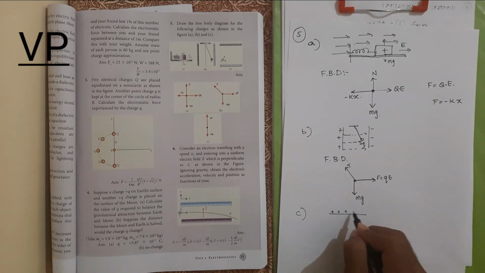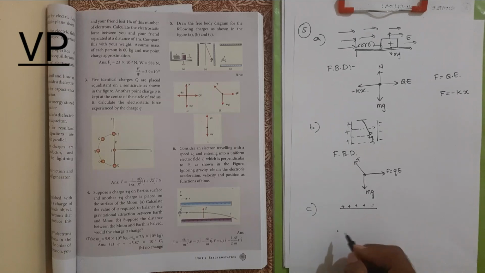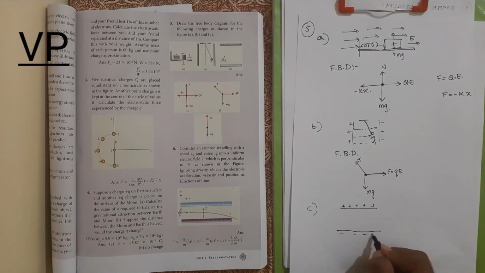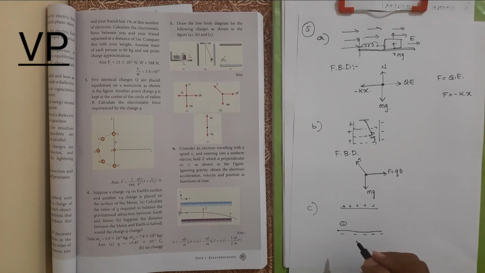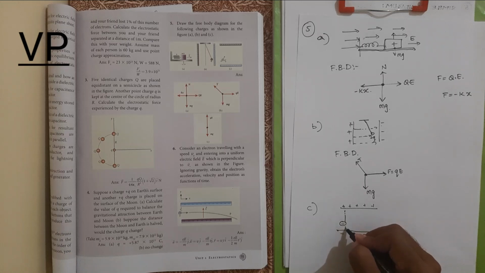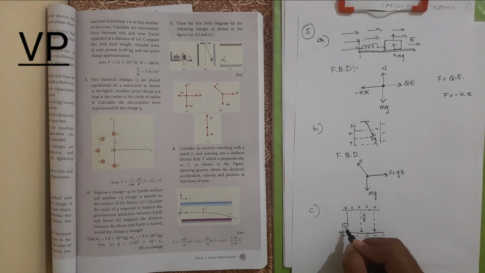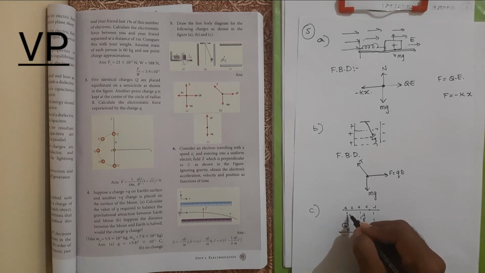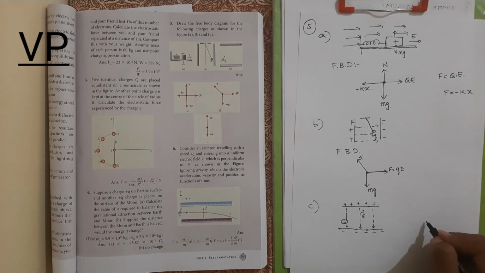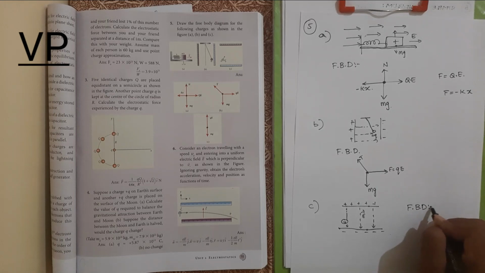And for question C, it is given here there is a positive plate and here there is a negative plate, and here there is a negative charge given. As we discussed before, the electric field lines travel from the positive to the negative plate, starting from positive and terminating at the negative. This is the property of electric field. And here there is minus q charge such that it moves in the opposite direction of the electric field. So see, the free body diagram FBD is given here.